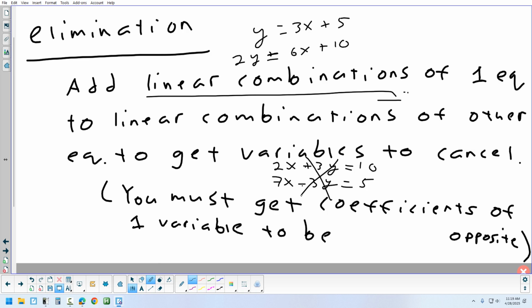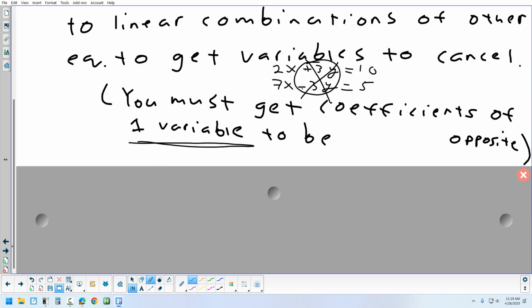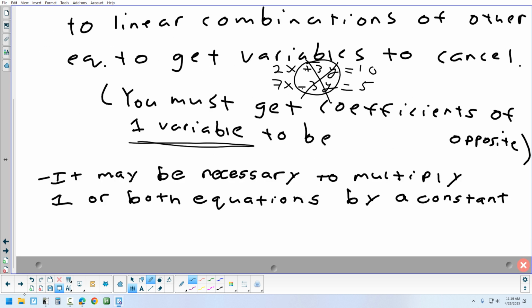Okay, but that's the goal. You're going to have to figure out how to make the numbers opposites. And you can do it with the x's or the y's. It doesn't say which variable you have to use. And that's getting at the idea of the linear combinations. You may have to multiply an equation by a number first to make it work.